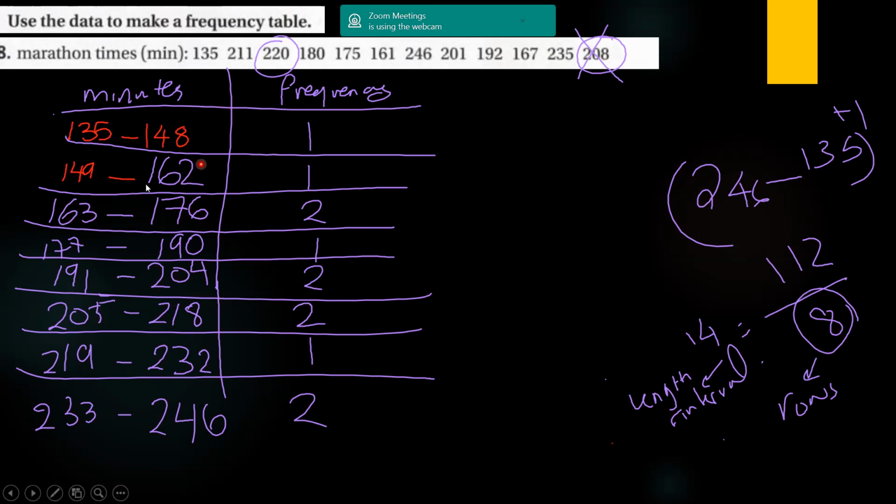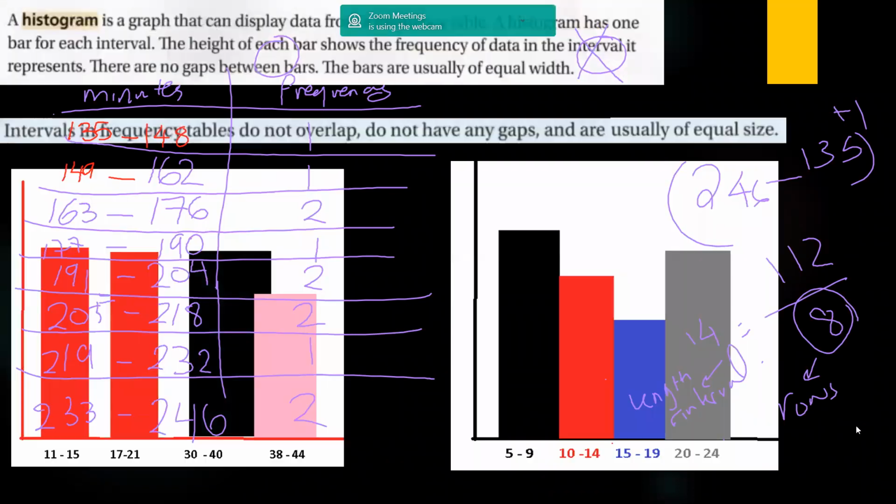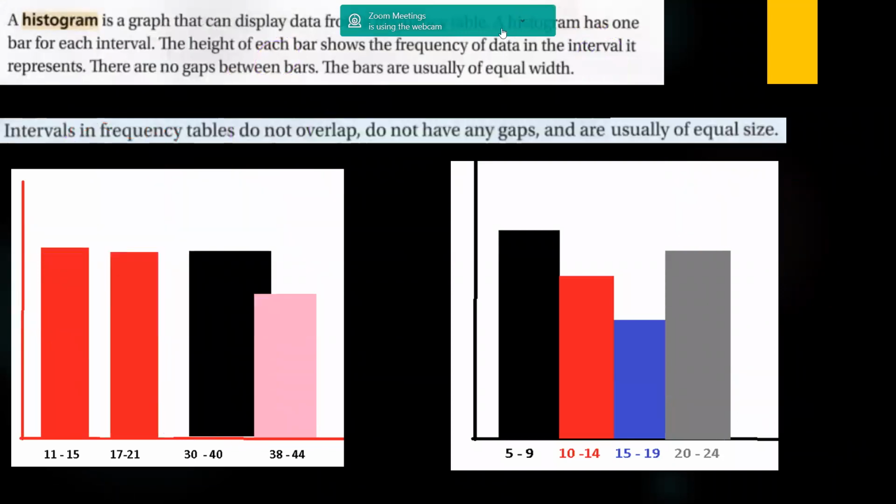So be careful that the length of each interval is the same, or equal. Is it clear? Yes. I didn't understand. Okay, wait, I will have another example here. But before solving it, let's talk about histogram. Then we will have another example for the frequency table.